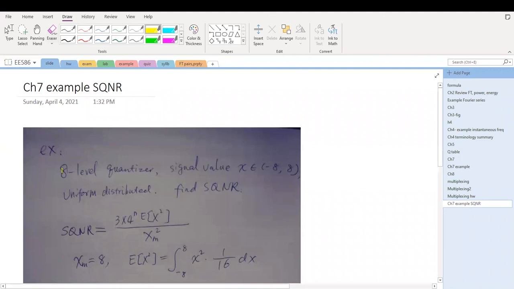Next, let's consider an example. We consider an 8-level quantizer. Signal values x are between -8 and 8 and uniformly distributed. We want to find the SQNR in this case. So the SQNR, this is the formula we just discussed. We need to find the expectation of x squared and x_m squared. In this case, x_m equals 8 because the range of the signal is from -8 to 8.